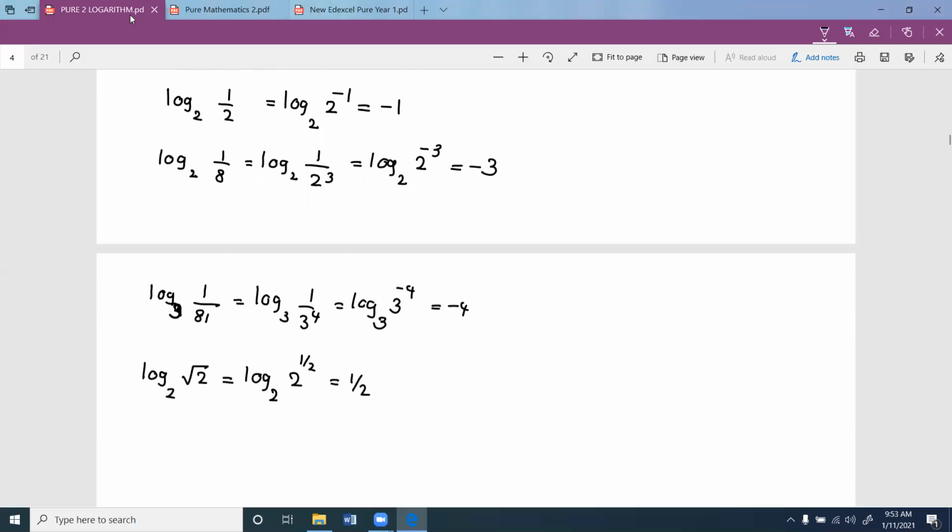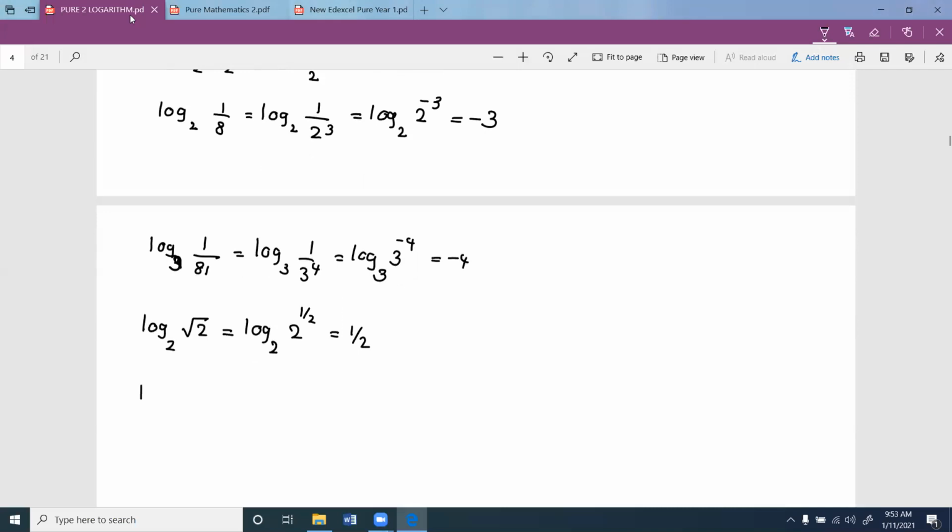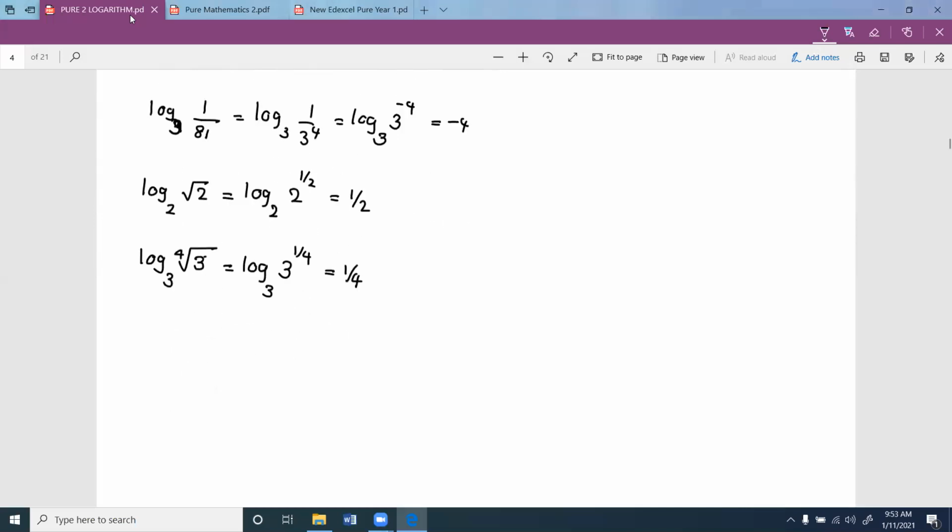Good. Then if I ask you a question like this, log 3, fourth root of 3. We know that this is the fourth root. Fourth root is how much? 3 to the power 1 over 4. That answer is 1 over 4. Is that clear? Yes. Let's go to another part of it.